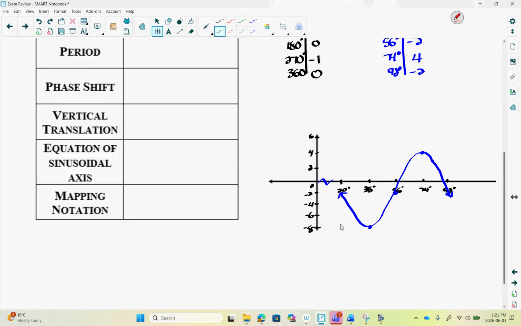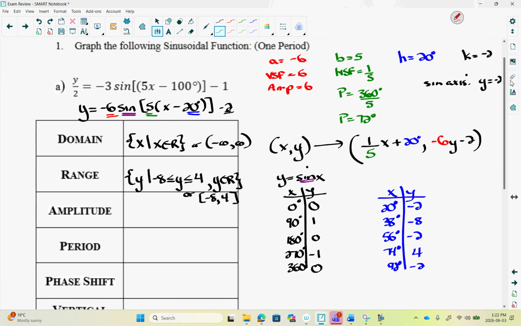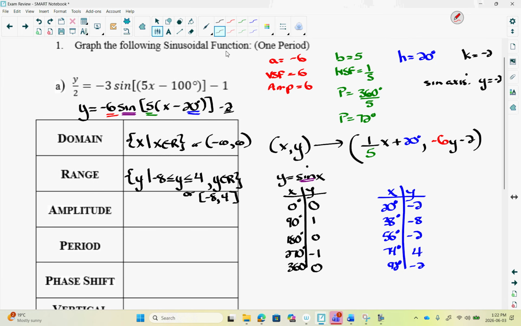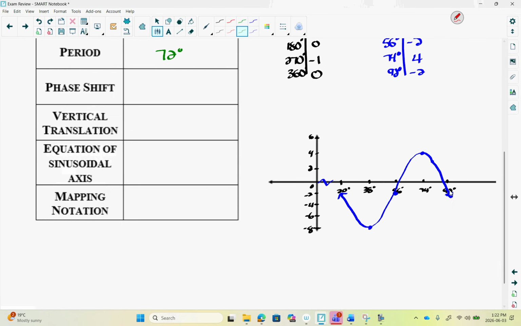The graph proves both of these things. The domain, x belongs to the real numbers. It's going left forever, right forever. The range, it's got a high point of 4 and a low point of negative 8. Y is greater than or equal to negative 8, less than or equal to positive 4. What's the amplitude? We wrote it down up here. It's the absolute value of little a. 6. The period, we wrote it down right here, 72 degrees. That's the change in x corresponding to one cycle. If I took 92 and subtracted 20, I'd get 72. That's the period.